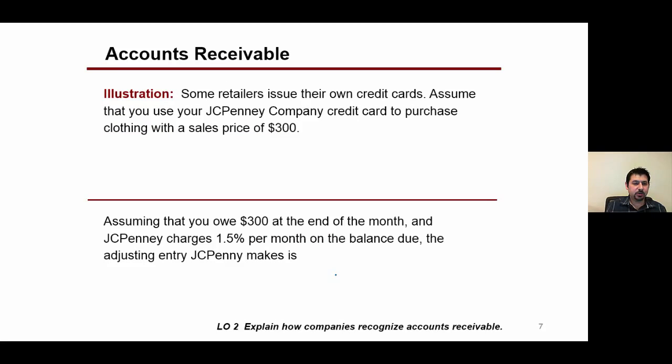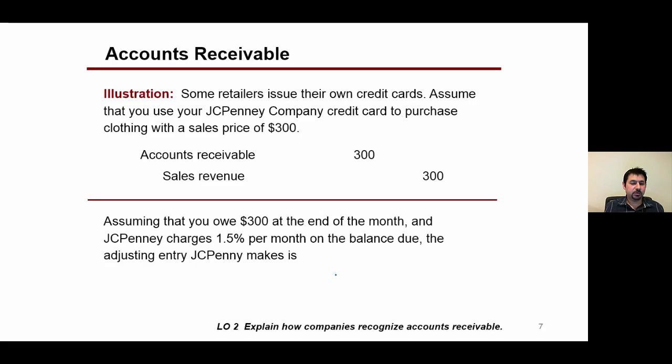Now, some retailers issue their own credit cards. Here, for example, let's talk about JCPenney. If JCPenney issued their own credit card and the customer uses it to purchase some merchandise for the value of $300, the company at this point will recognize this as sales on account. As a result, JCPenney will debit accounts receivable $300 and credit sales revenue $300.